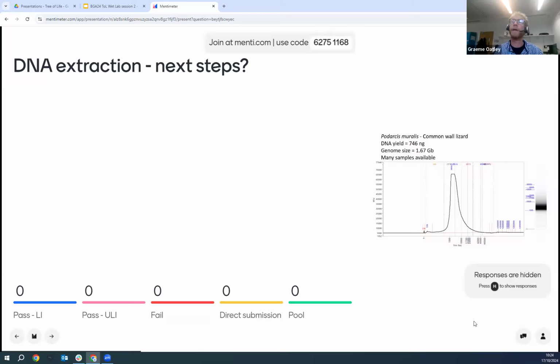So yeah, we have a lizard. The DNA yield is sitting at around 750 nanograms. The genome size is 1.67 gigabases, and we have lots of samples sitting in the freezer. How would you proceed with this sample?